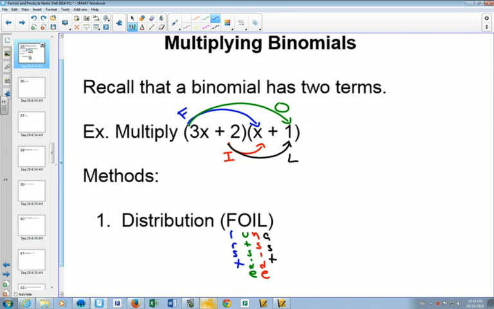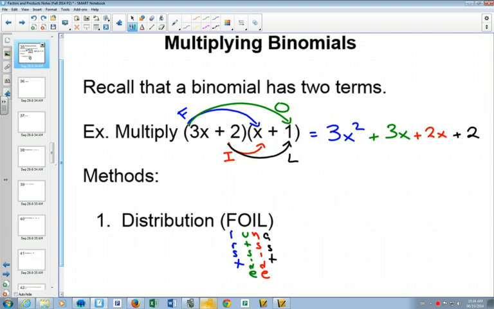So when we multiply our first ones, the blue arrow there, 3x times x will give me 3x squared. When I multiply my outside ones, which is the green arrow, a 3x times a positive 1 will give me positive 3x. The inside ones, a positive 2 times an x, will give me plus 2x. And finally, a positive 2 times a 1 will give me plus 2.